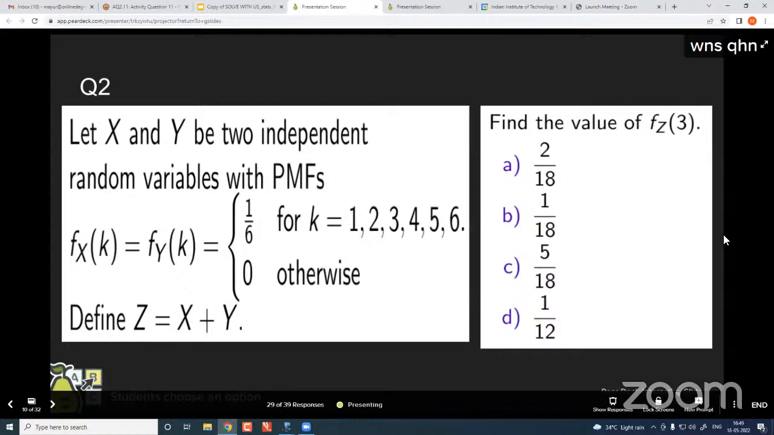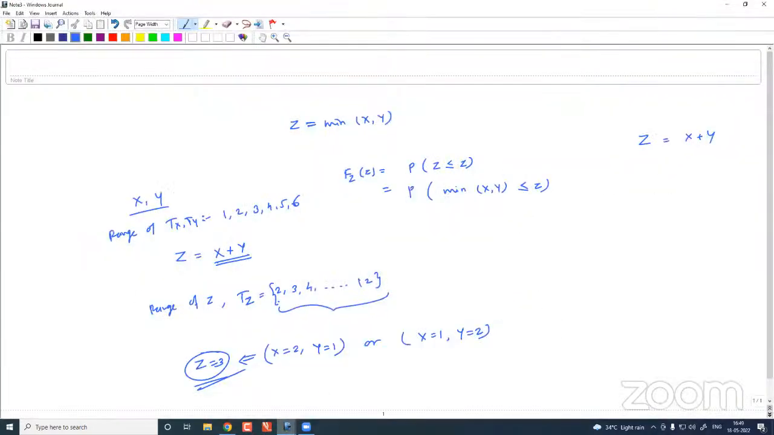Are we going with the grid method, sir, or not? Yeah, the grid method: X takes 1, 2, 3, 4, 5, 6, and Y also takes 1, 2, 3, 4, 5, 6, each with probability 1 by 6. You can do it like that, the table method, but a table isn't needed here. It would be very hectic to prepare that table. Everything is 1 by 6, so we can add 1 by 6 plus 1 by 6. Finding the joint probability is easier.